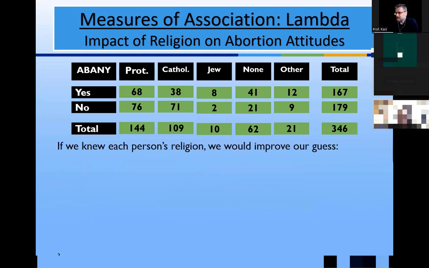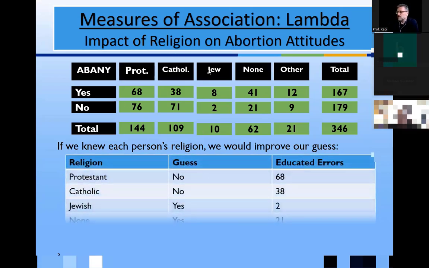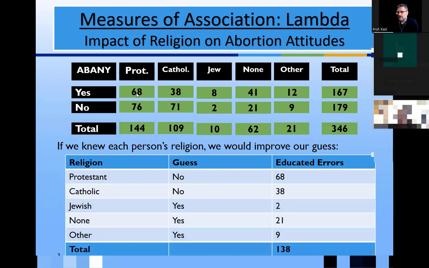But now let's say that religion comes into play. So we know everybody's religion denomination. So if we knew each person's religion, then we would improve our guess. How? If we knew that somebody is Protestant, then we would say no every time, and we would make only 68 errors. If we knew that they are Catholics, then we would say no again every time, and we would make only 38 errors. If some person is of Jewish denomination, then we would say yes all the time, and we would make only 2 errors, and so on and so on.